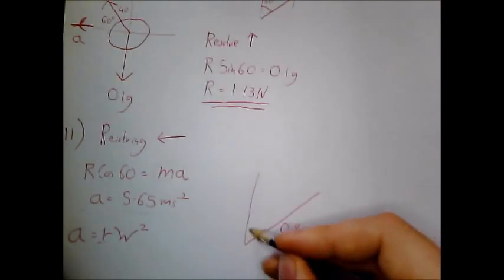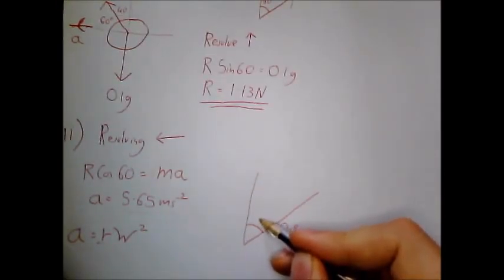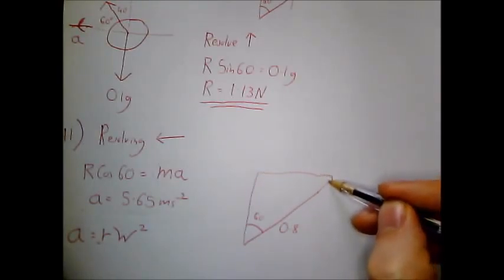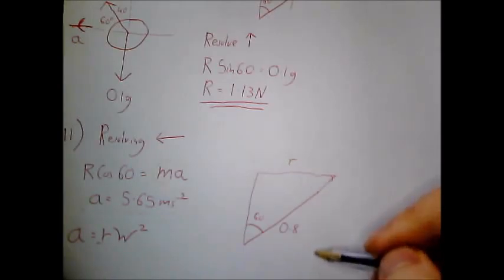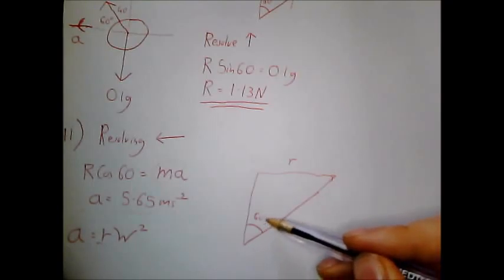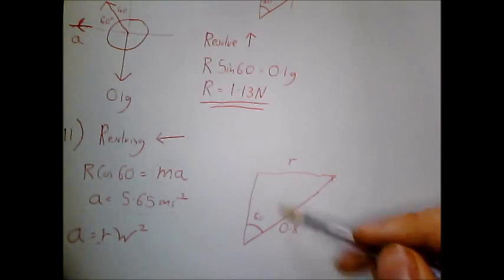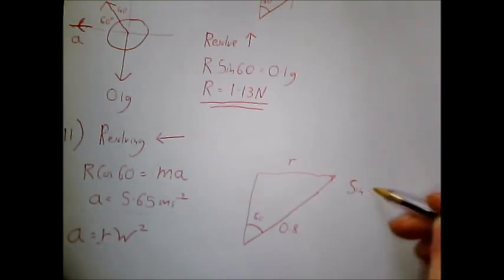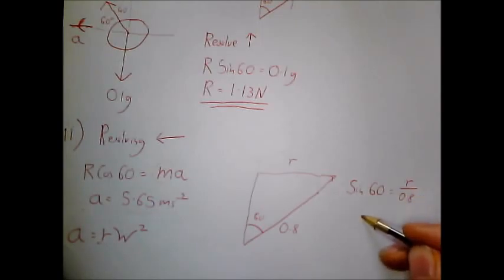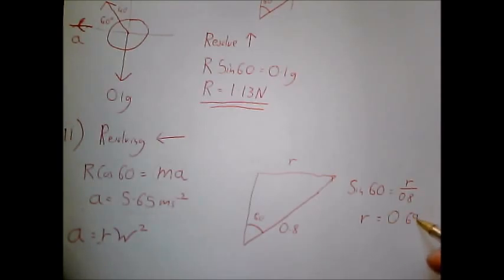I have this angle here of 60 degrees. So it's a fairly simple process now to calculate the radius. I can see that the radius is going to be formed using sine, right? So sine 60 equals the opposite over the hypotenuse. So r here will equal 0.693.